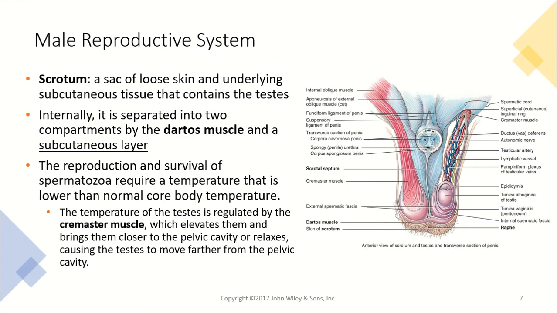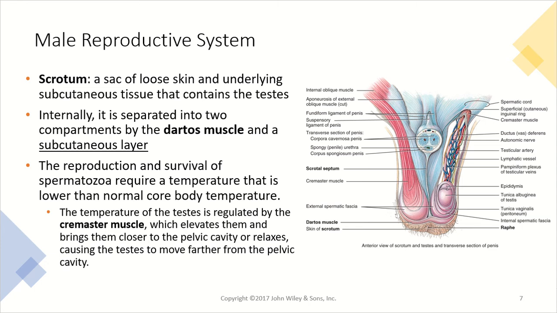The scrotum is a sac of loose skin and underlying subcutaneous tissue that contains the testes. This is also known in common terms as the ball sac. Internally, the scrotum is separated into 2 compartments by the dartos muscle, as well as a subcutaneous layer. And the reproduction and survival of the spermatozoa, those little initial sperm cells, requires a temperature that's lower than your normal core body temperature.